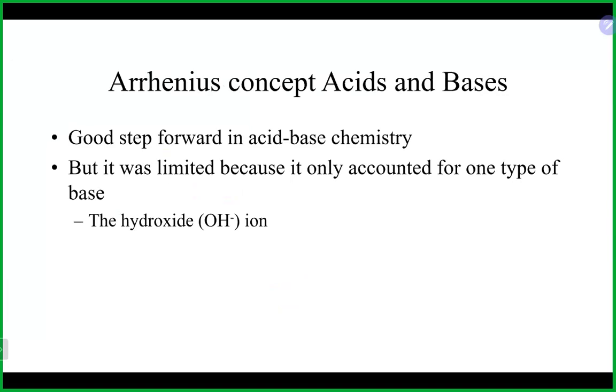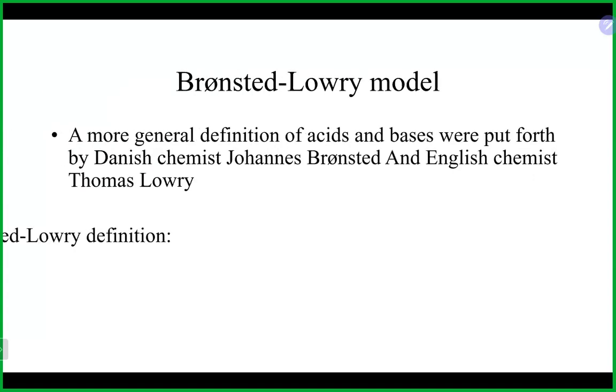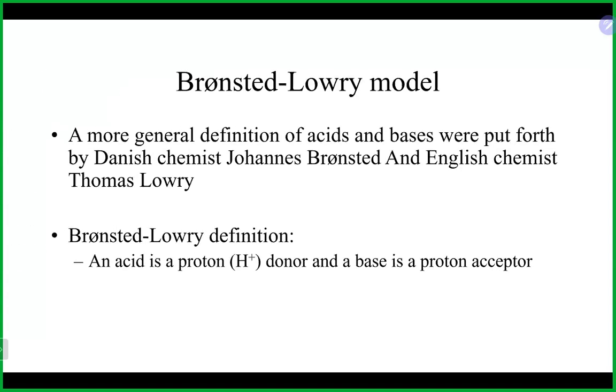Now, the Arrhenius concept of acids and bases was a good step forward, but it was limited in the fact that it pretty much only dealt with one type of base. He did a lot of work with bases that have hydroxide. And as I just mentioned, not all bases actually have hydroxide in their formula. Something like ammonia, as we just saw, can produce hydroxide. So that brings us to the general definition of an acid and a base, which is referred to as the Bronsted Lowry definition of an acid and base.